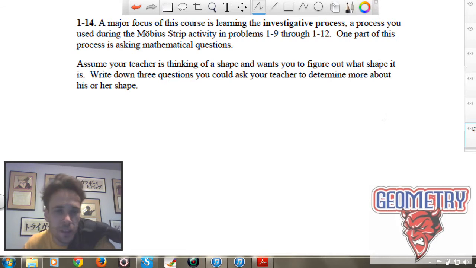The major focus of this course is learning the investigative process, the process you use during the Mobius strip activity, and obviously we'll use it further on in the course as well. One part of this process is asking mathematical questions. So assume your teacher is thinking of a shape and wants you to figure out what shape it is. Write down 3 questions you could ask your teacher to determine more about his or her shape.